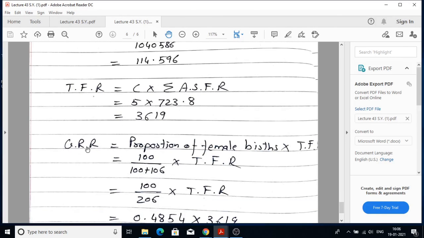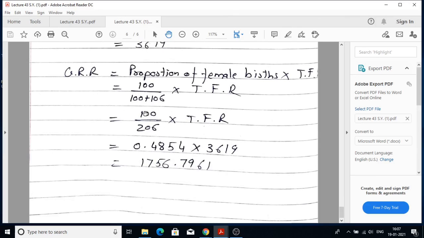Now GRR formula is proportion of female births into TFR. So proportion of female births, they have already given that there are 100 girls and 106 boys. So 100 divided by 100 plus 106 into TFR. So the value becomes 100 upon 206 into TFR. So if you find the division, the answer is 0.4854 into 3,619. So the answer is 1,756.7961.